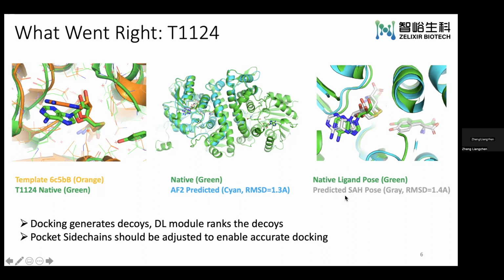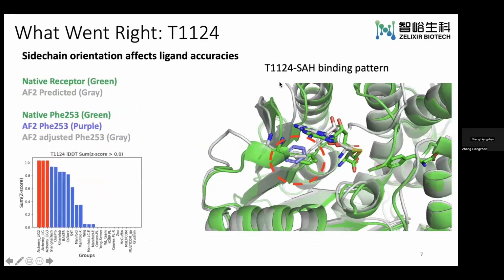When we compare the SAH ligand pose, the structure is also somehow shifted towards the left. But we align the structure using the global RMSD, not the pocket RMSD. For this example, the side chain orientation is important.